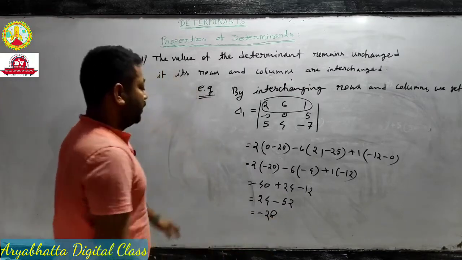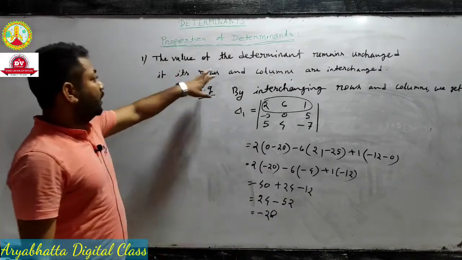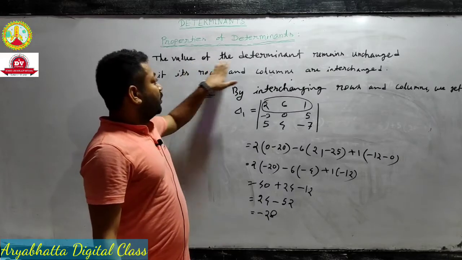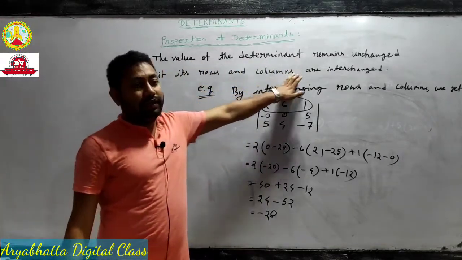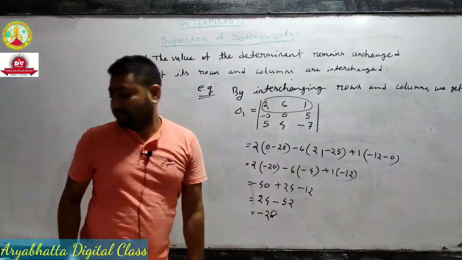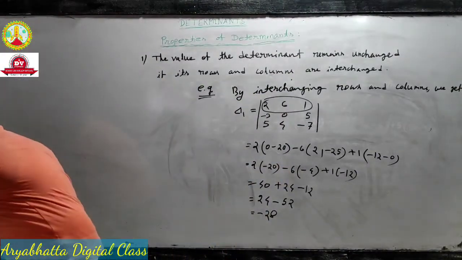Hence, we have the value of the determinant remains unchanged if its rows and columns are interchanged. Hence verified. Next, property number 2.